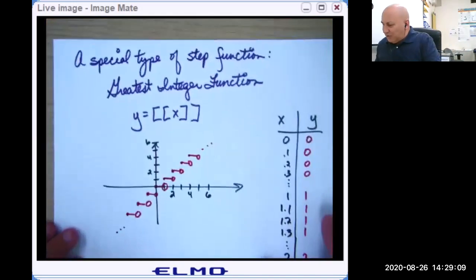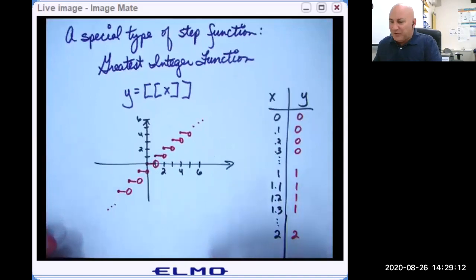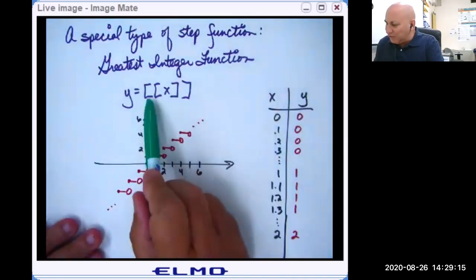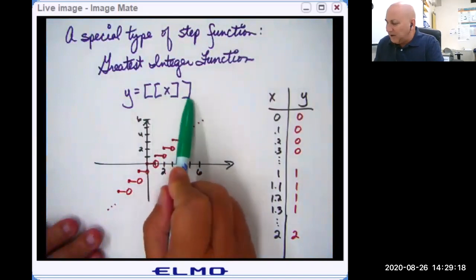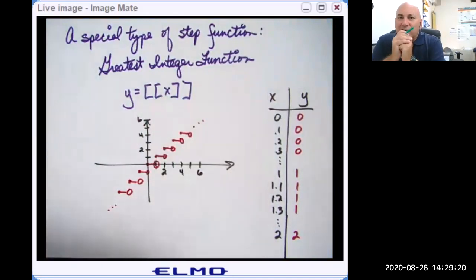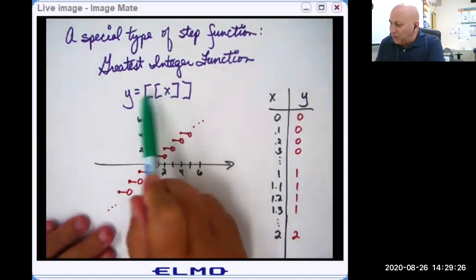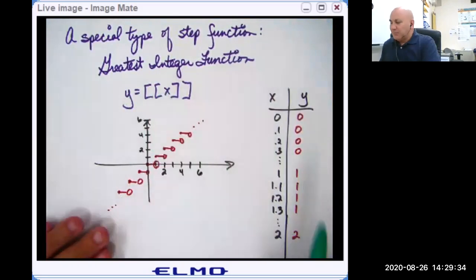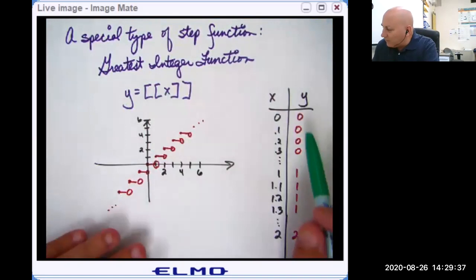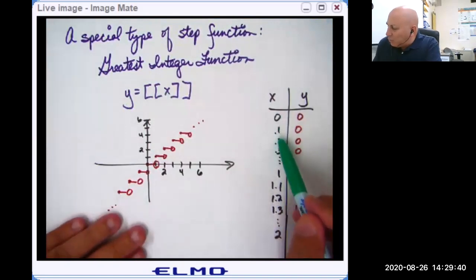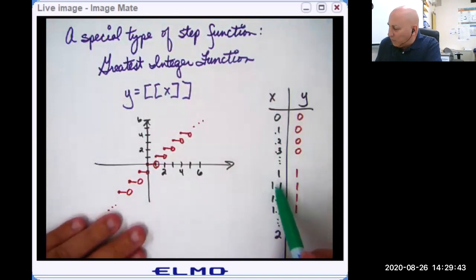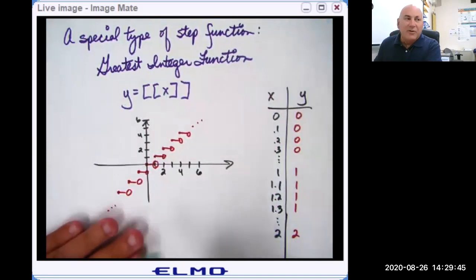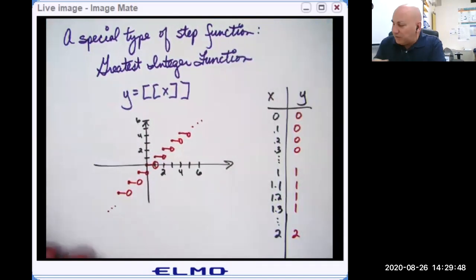And then there's the greatest integer function. The way we write the greatest integer function is we put 2 brackets to the left and 2 brackets to the right. And the way you read this is y equals the greatest integer less than or equal to x. So let's take a look. Let's pick some values. I just went 0, 0.1, 0.2, 0.3 all the way to 1. 1.1, 1.2, 1.3 all the way to 2. That should give us an idea of what this graph's going to look like.